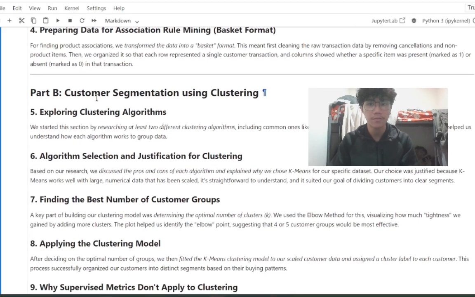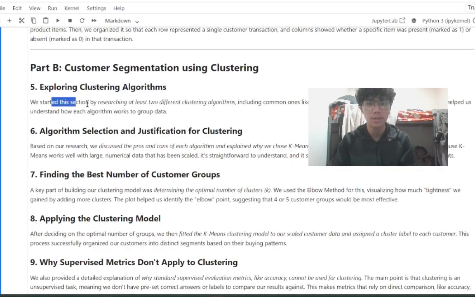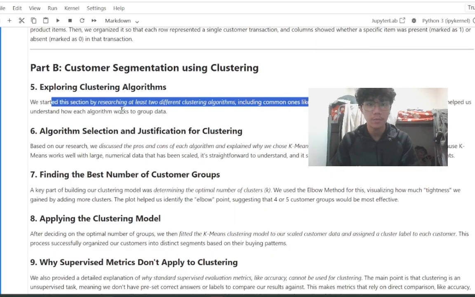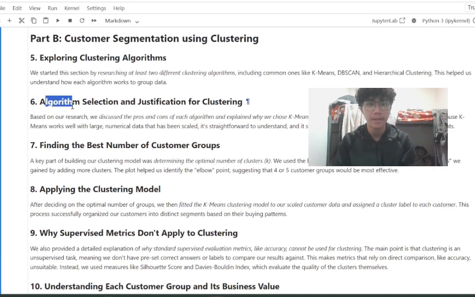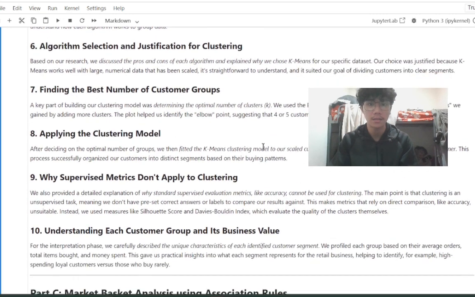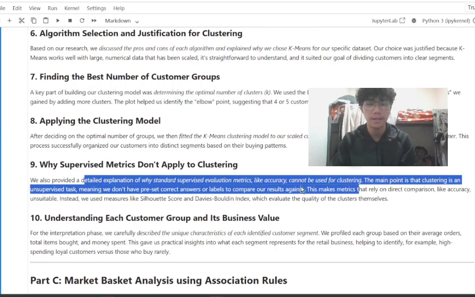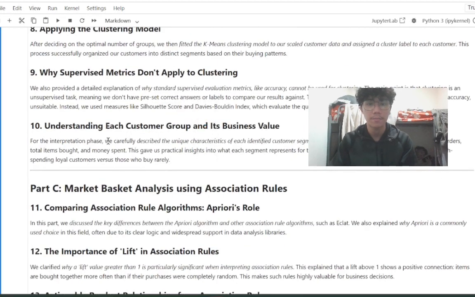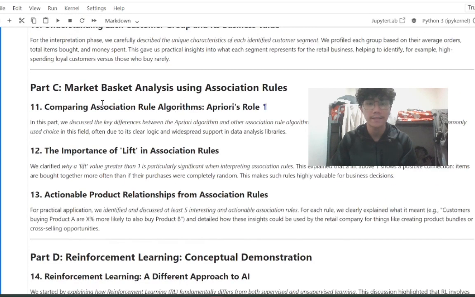And then in Part B, we focused on customer segmentation. We researched several clustering algorithms and justified our choice of k-means because it works well with large-scale numerical data. Then we used the elbow method to determine that 4 or 5 customer groups would be most effective. After applying the model, we explained why supervised metrics like accuracy are unsuitable for this unsupervised task and instead use metrics like the silhouette score. And finally, we profiled each customer segment, giving us practical insight into the different types of customers that the business serves.